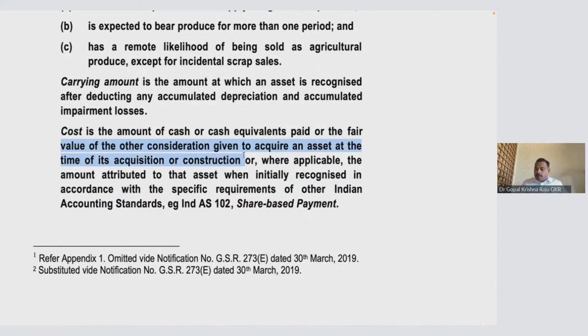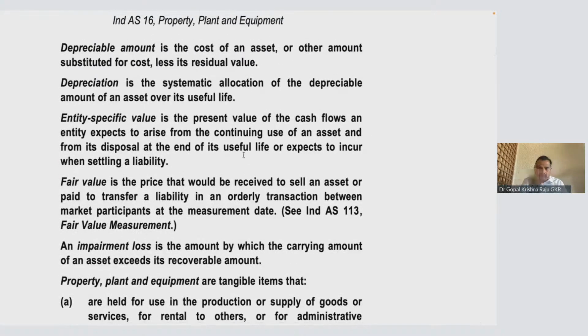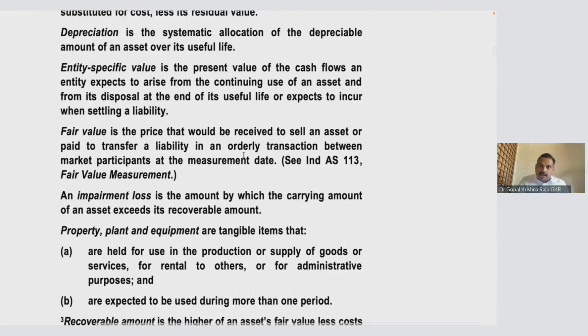This is where I told you. Sometimes the asset would have been transferred from somewhere, so I would not have paid anything. Then how will I recognize it? It is the fair value. And on the other side, I have to call it a government grant or some other thing, because it is given by government.